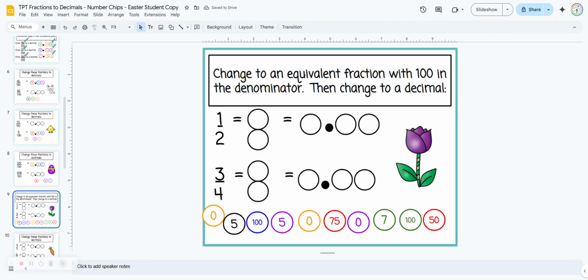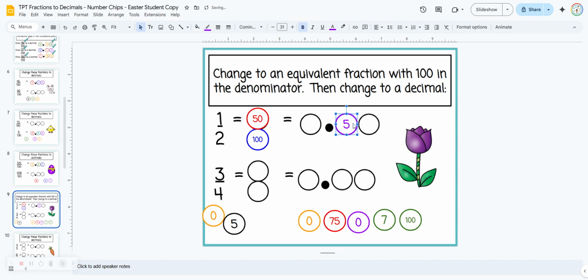Now when they get to slide 9, they've got to convert these fractions to equivalent fractions with 100 in the denominator. So we know here we have to multiply times 50. If we multiply the denominator times 50, or the numerator times 50, we get 50 hundredths, which we can now convert to a decimal, 50 hundredths.